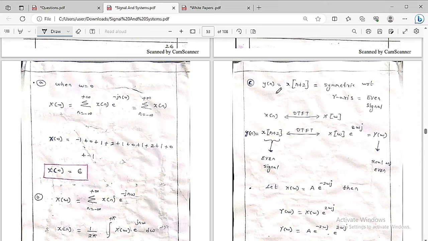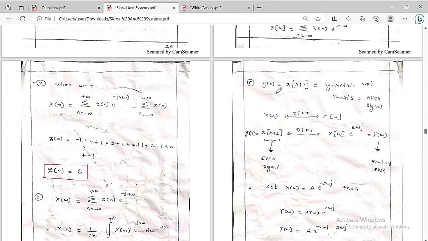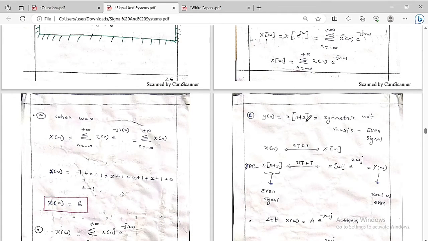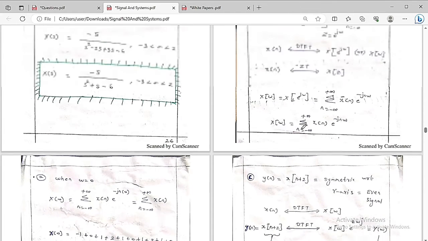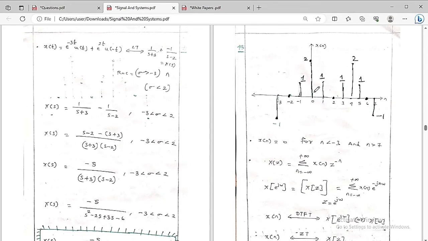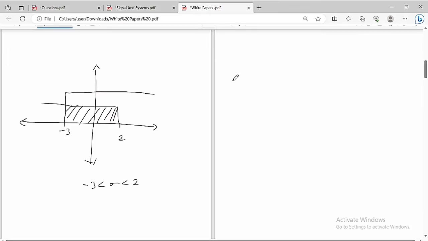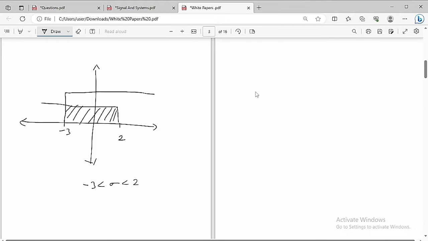Suppose I assume another signal y of n equal to x of n plus 2. What is the meaning of n plus 2? It means I need to advance the signal by 2 units. So how am I going to get it? Let me draw the picture by advancing the signal by 2 units. So this is y of n. I can write y of n as x of n minus of minus 2.